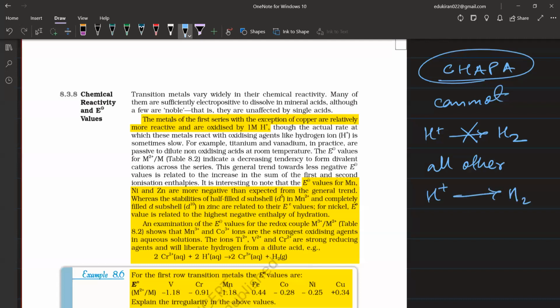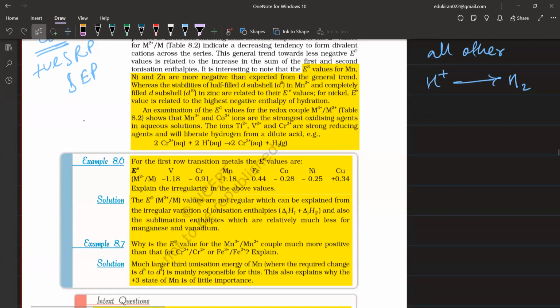In the chapa elements, the most important is copper. You will get most questions from copper only. You will say that this is because of positive SRP or SEP of copper. That is why it cannot liberate hydrogen in an acid. This one we have done already: the Mn3+ and Mn2+ couple, Cr3+ and Cr2+ couple, and Fe3+ and Fe2+ couple. And when we were explaining to Dona, we did these examples.